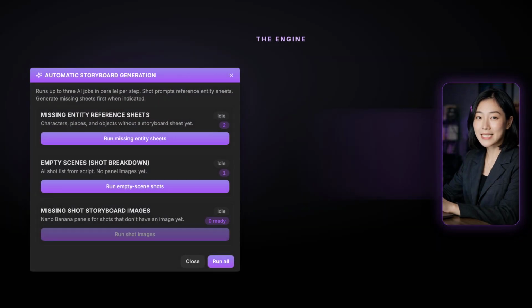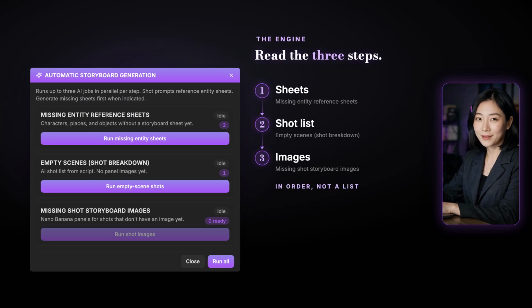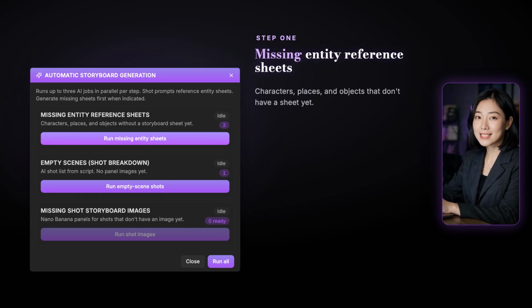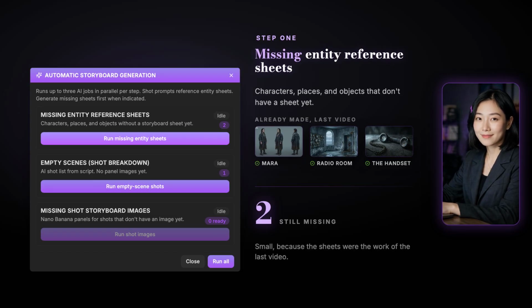Right, this is the engine. Read the 3 steps, because they're not just a list, they're in order, and doing them out of order is how people waste credits. Step 1, missing entity reference sheets, characters, places, and objects that don't have a sheet yet. We did most of ours in the last video, so this number should be small.